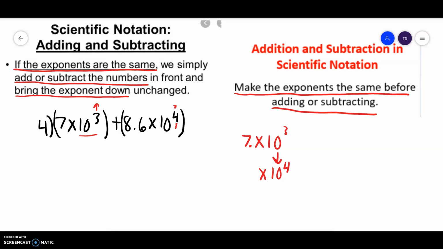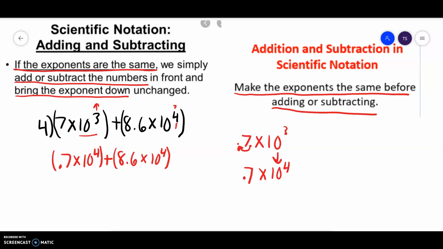So, because we got bigger on the left side, we have to get smaller on the right side, okay? So now we have 0.7 times 10 to the fourth. I'm going to rewrite what we have now. 0.7 times 10 to the fourth plus, let's put our parentheses, plus 8.6 times 10 to the fourth. Okay. Do we have the same exponents in this problem? Yes, we do. So now, what's our next step?